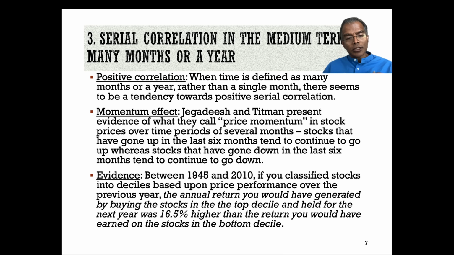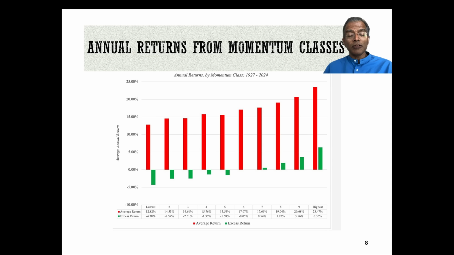So there's continuation of what's happened in the past. And they found, at least based on, again, on paper, that if you invested on this momentum effect, you'd have made 16.5% higher returns than somebody who invested in those stocks in the bottom decile. So the top decile of momentum versus the bottom decile. That's large enough to make a difference, and you can see it show up here.